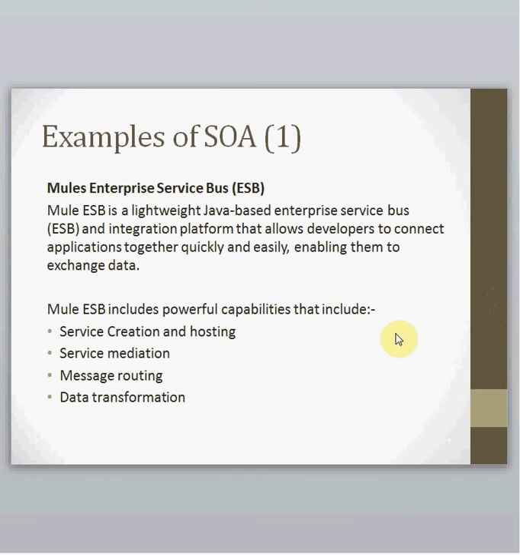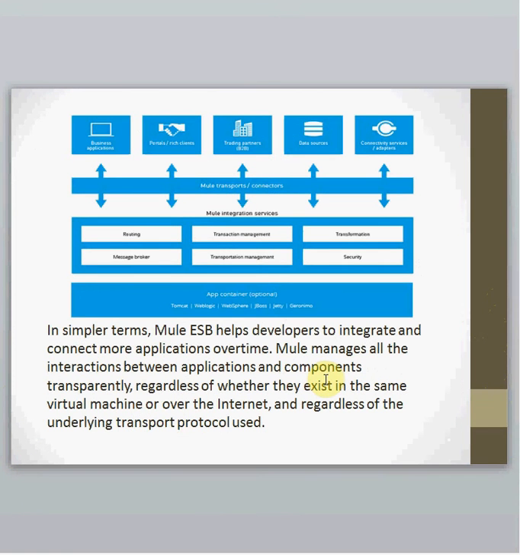The key advantage of an ESB is that it allows different applications to communicate with each other by acting as a transit system for carrying data between applications within your enterprise or across the internet. Mule ESB includes powerful capabilities that include service creation and hosting, service mediation, message routing, and data transformation. In simpler terms, Mule ESB helps developers to integrate and connect more applications over time.